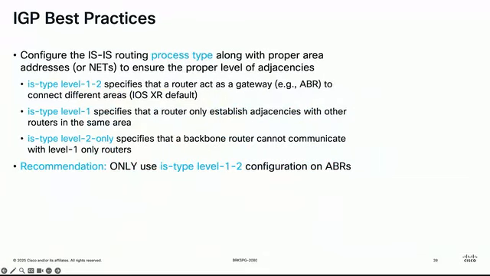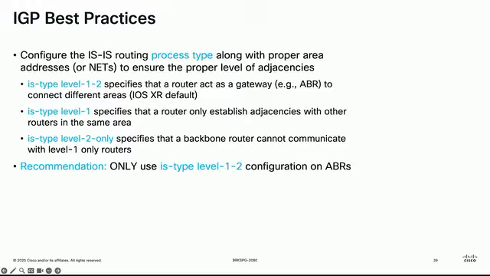And because that is the default behavior in IOS XR, the recommendation, and this is specific to ISIS, is to only use IS type level 1, level 2 on ABR routers, okay? Don't rely on the default. Only use that routing type mode or process type mode on ABRs, right?